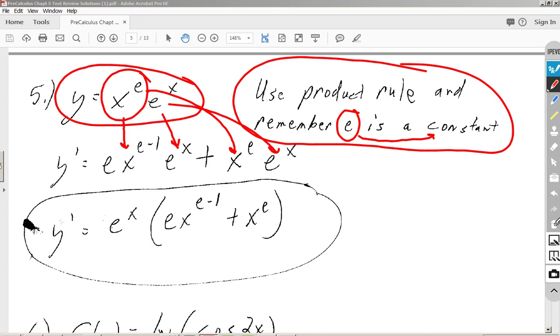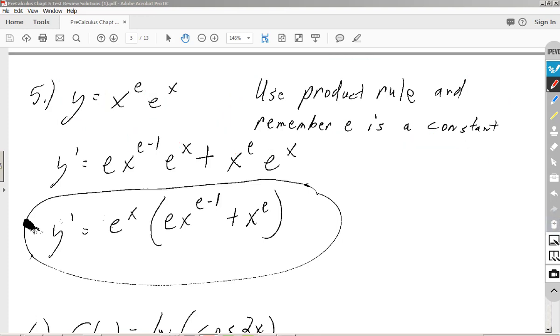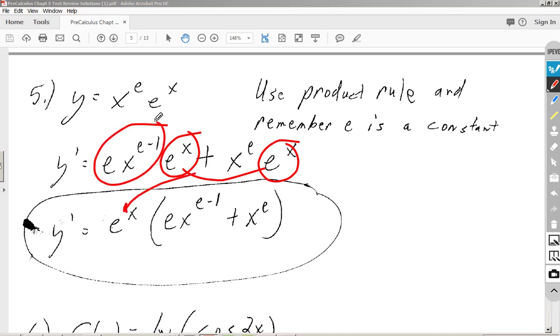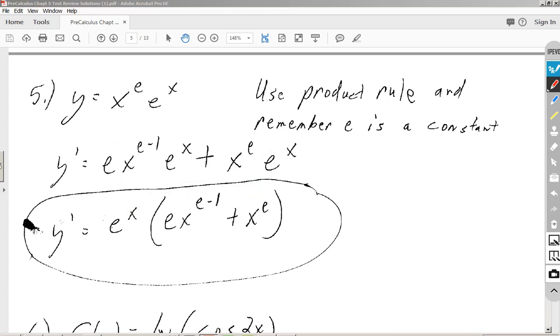Now theoretically I could just leave it like that, but there is a common e to the x in all of my equations that I can take out. So you'll notice I go ahead and factor out an e to the x. And when I factor out an e to the x, I'm left with e to the x times e to the e minus 1 plus x to the e. And so I went ahead and factored out e to the x.